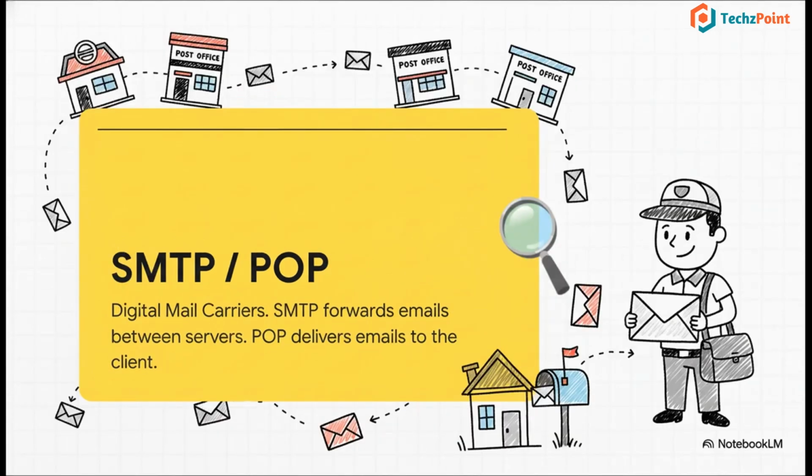And for email, we've got a little tag team. SMTP, or Simple Mail Transfer Protocol, is like the main postal service that moves letters between different post offices. Its job is to send your email out and forward it across the internet. Then you've got POP, or Post Office Protocol. POP is the local mail carrier who takes that email from the final post office and delivers it right to your actual inbox.